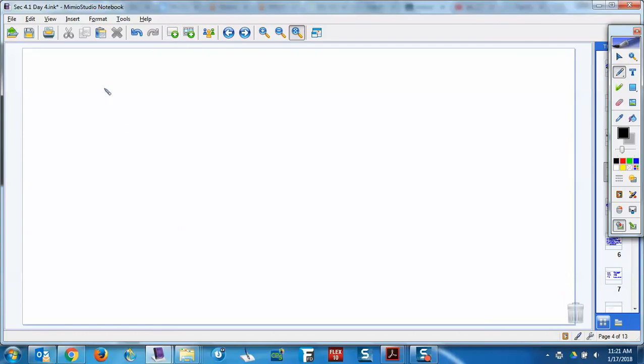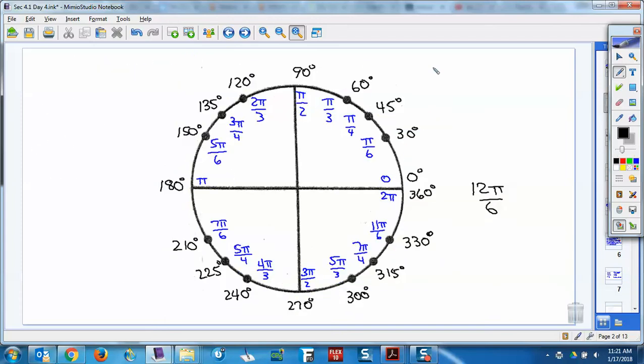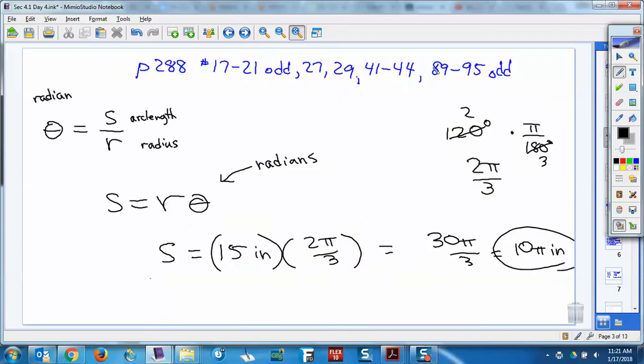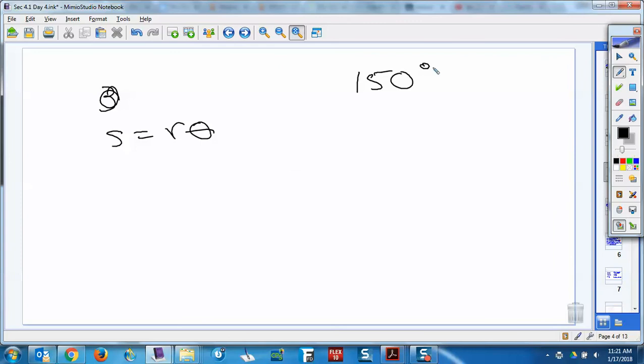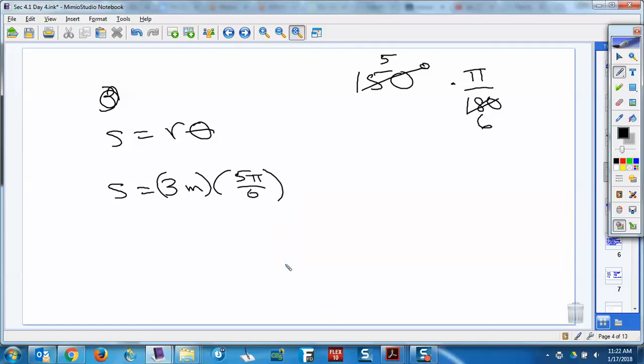91 is 3 meters times 150 degrees, so S equals r theta. So 150 degrees. Again, I'm going to look at that as maybe 5 30s, because what do I know are the important angles? 30, 60, 45. So 150 to me is 5 30s. A 30 is pi over 6, so that's 5 pi over 6. Or multiply by pi over 180, and 30 goes into there. So this is going to be 3 meters times 5 pi over 6.